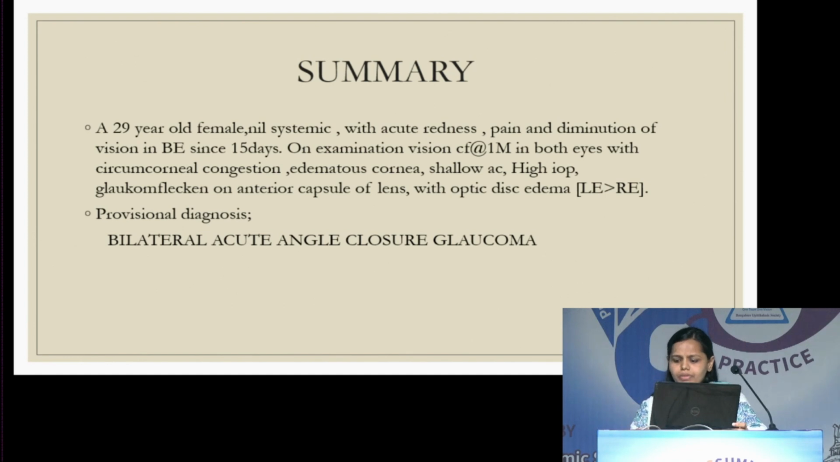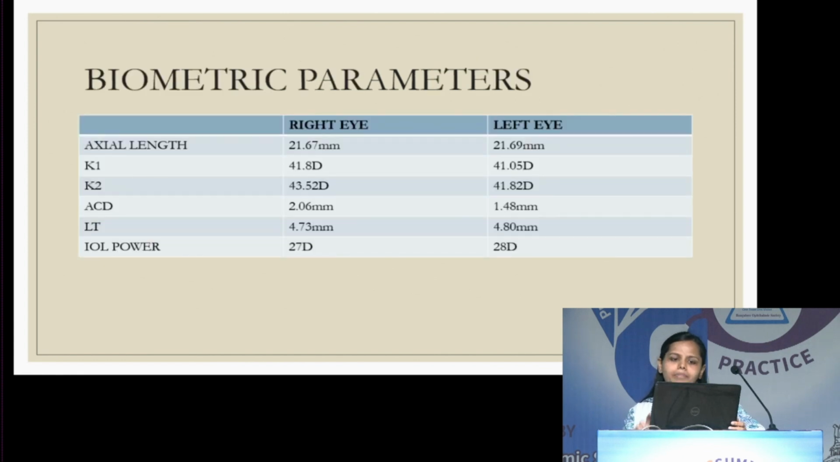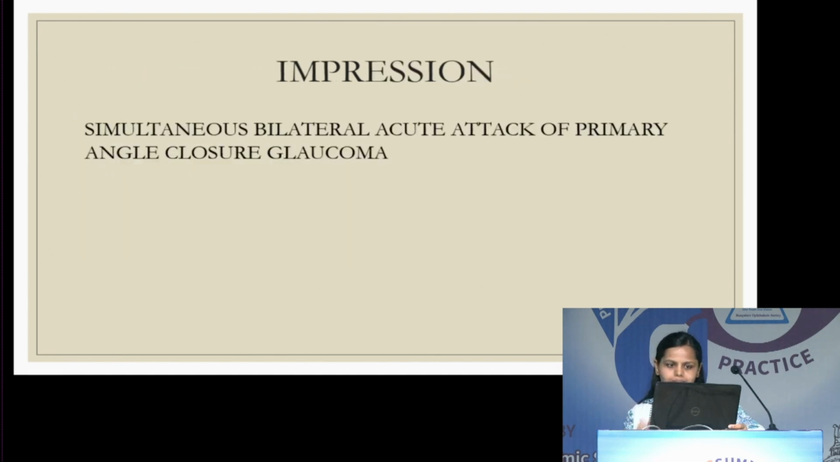in both eyes. Then the patient was investigated to know the cause, and UBM and B scan were performed to rule out any uveal effusion in both eyes, which turned out to be negative. Then biometric parameter analysis was done, which showed a shorter axial length, with increased lens thickness and decreased anterior chamber depth, suggestive of a hypermetropic eye. So the impression of simultaneous bilateral acute attack of primary angle closure glaucoma was made.